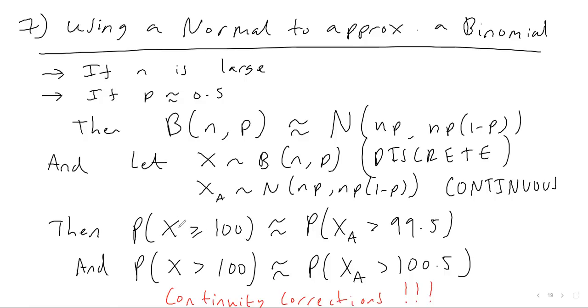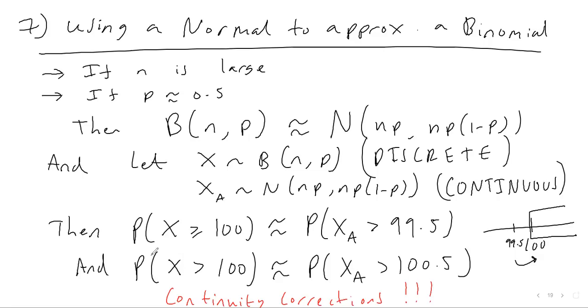So the probability that your binomial distribution is greater than or equal to 100, that's going to be approximately the probability that your normal approximation is greater than 99.5. So why is that? If we think about a number line, let's say we got 100 there, we want the probability that x is greater than or equal to 100. But remember, 99.5 actually rounds up to 100. So with continuous data, we want to include the 99.5 as well.